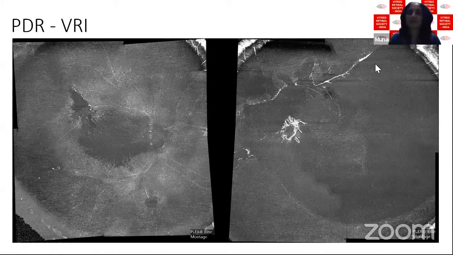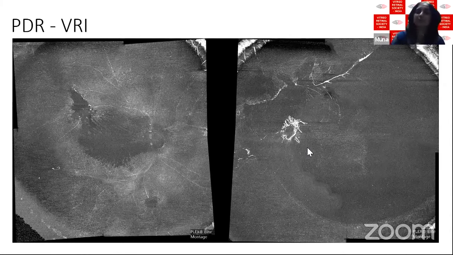And how do you confirm that it's neovascularization and not IRMA? We don't always have histological features, but you can do the VR interface slab where you image above the surface of the retina, and you see that the neovascularization of the disc is very well seen in the vitreoretinal interface slab.